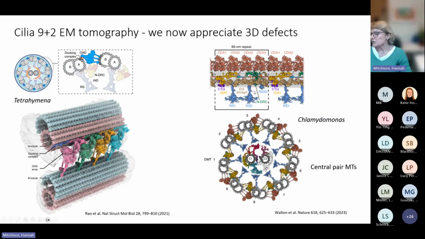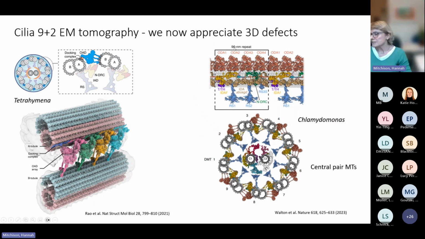And in Chlamydomonas, you start to get a real high-level molecular definition of the outer dynein arms and the inner dynein arms and the radial spokes within this 96 nanometer repeat, and also the finer structure of the central pair microtubules. This type of imaging has really resolved lots of new proteins and things that we weren't expecting.